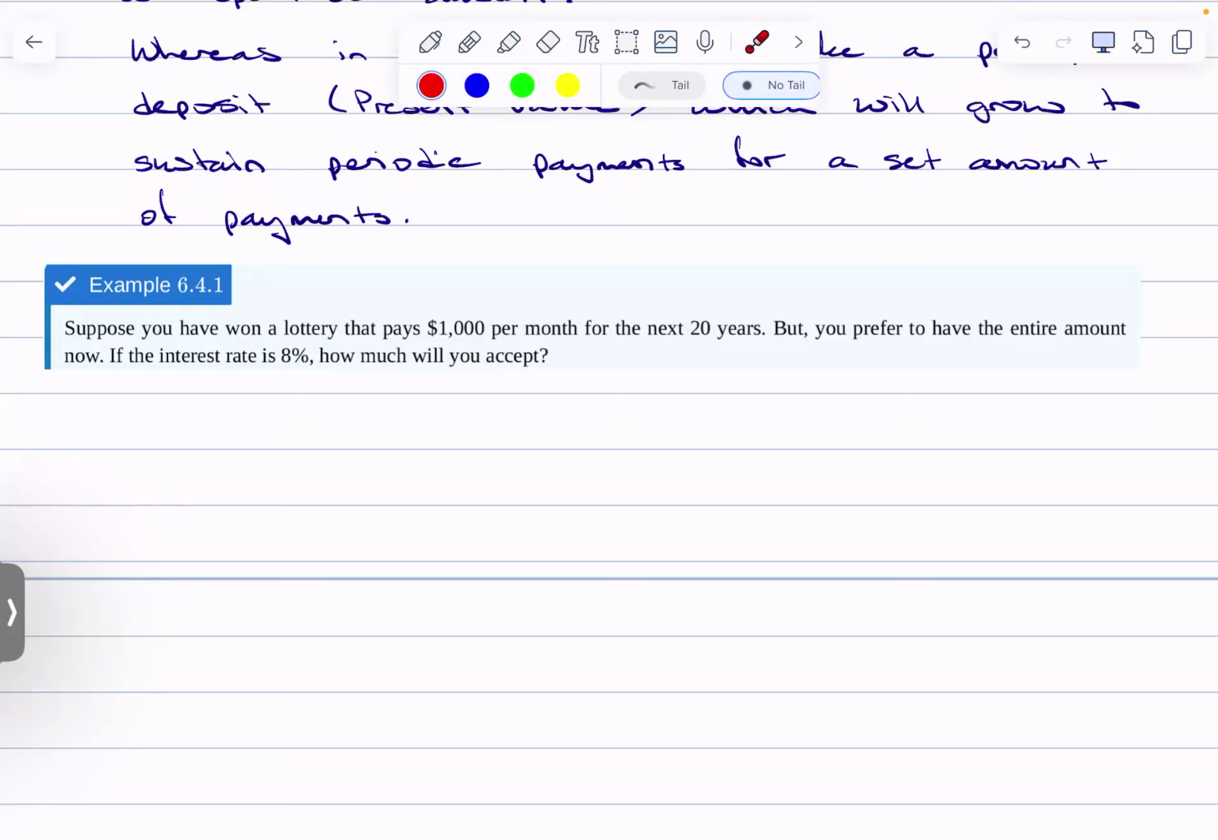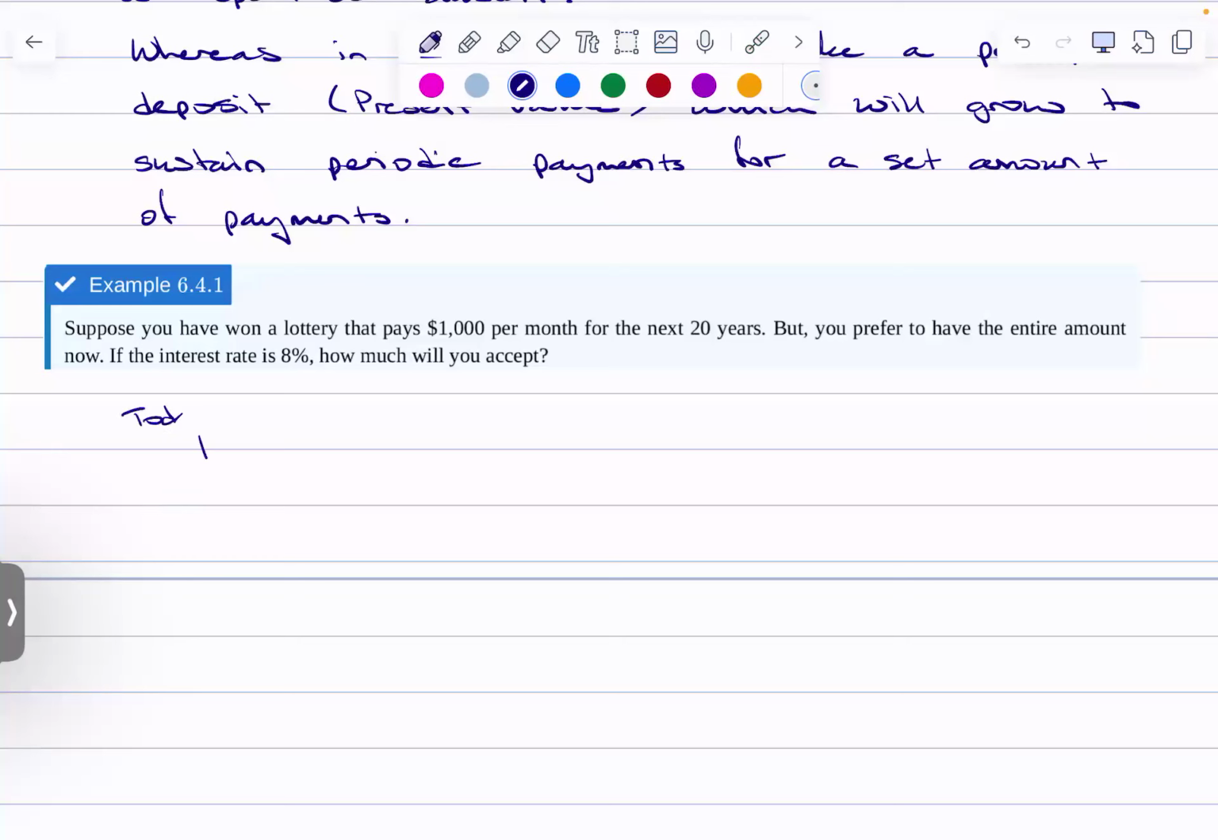So, how much will you accept? If the interest rate that you can get is a whopping 8%, that is an amazing interest rate, I'll tell you that much. But how much would you accept today, right? The theory is, if you accept a lump sum today, then you should be able to have that sustain at least $1,000 per month for 20 years, right? And I find it helpful to draw out the diagram. If you don't, that's okay. But let's just plot it out and see what it looks like.